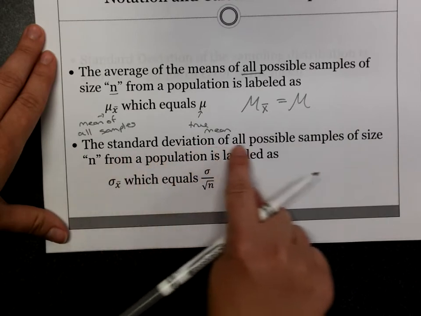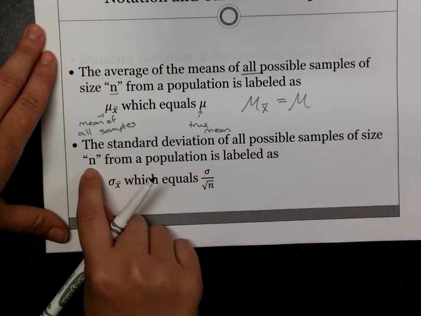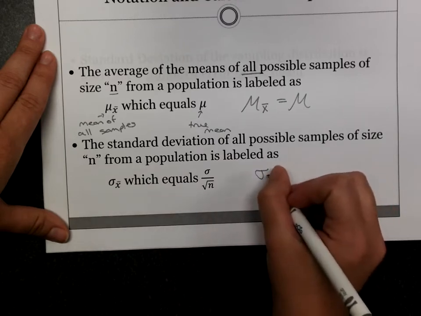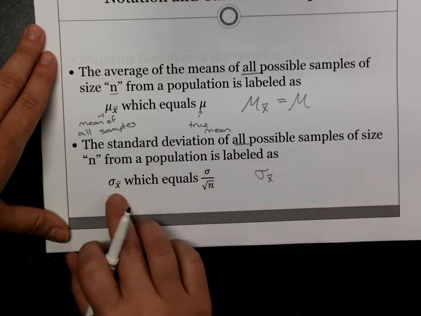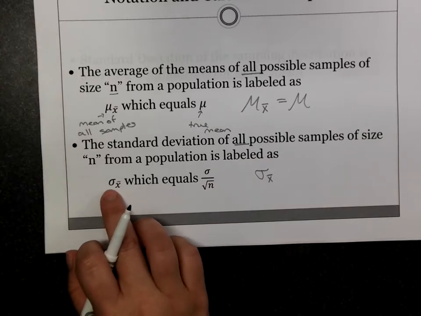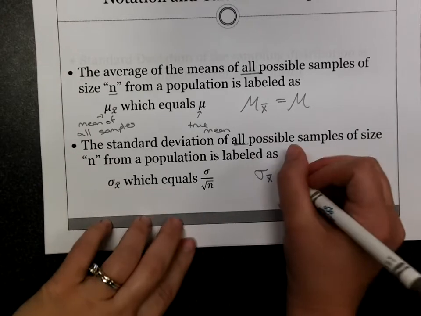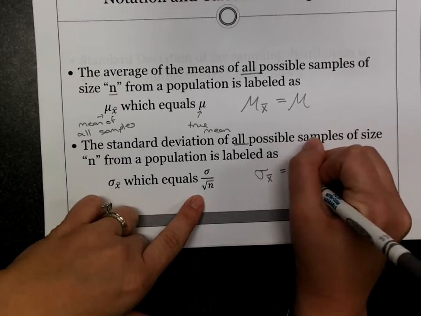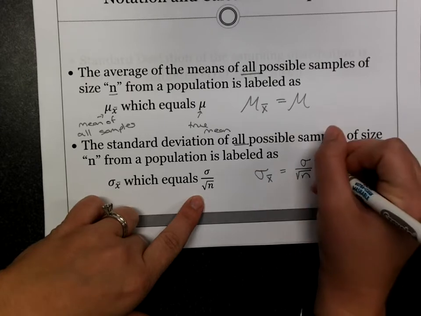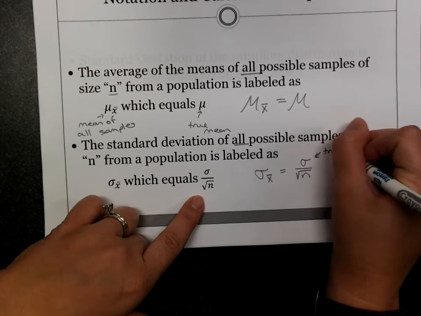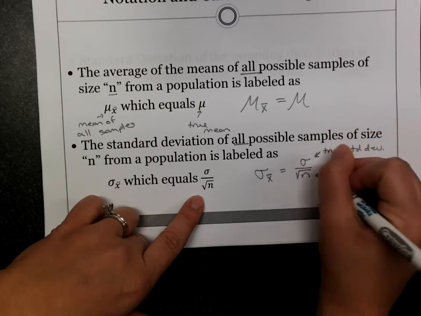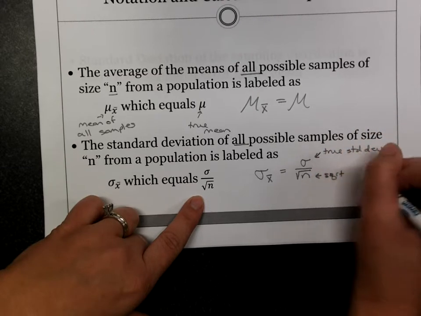The standard deviation of all possible samples of that particular size from the population is labeled sigma of x bar. So it's all the possible samples. If you take the standard deviation of all of them, it will equal, this is a slight adjustment, the true standard deviation over the square root of the sample size. So this sigma is the true standard deviation, and this is the square root of the sample size.